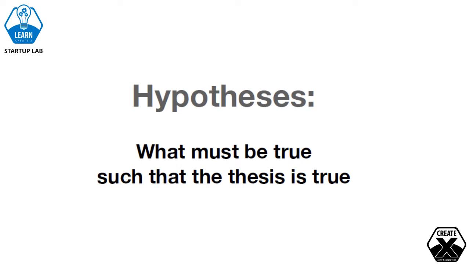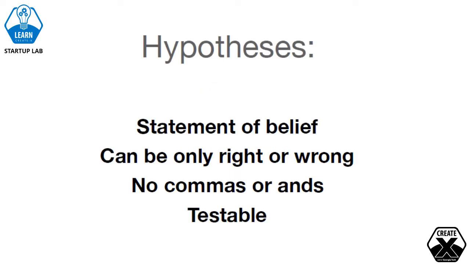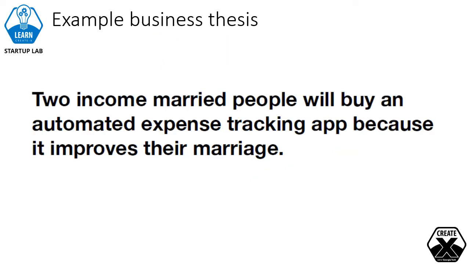Let's look first at the hypothesis. And that is defined as being what must be true such that the thesis is true. It's a statement of belief. It can only be right or wrong, no commas or ands, and it's testable. As an example, two-income married people will buy an automated expense tracking app because it improves their marriage. That's your thesis. So you have to come up with hypotheses that represent this.